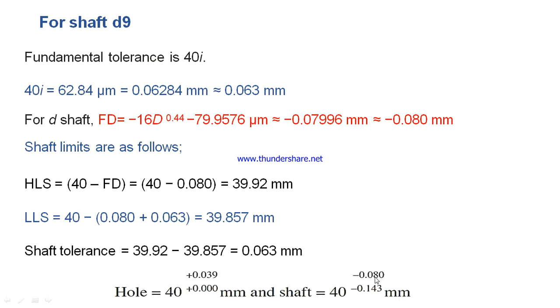How will it become 0.080? Because you can see over here, these are the values of the shaft, higher limit and lower limit. This is the higher limit and lower limit. For calculation, this particular 40 is 39.92, so minus 0.080 for this higher limit, and 39.85. So near about 143 is the lower limit.